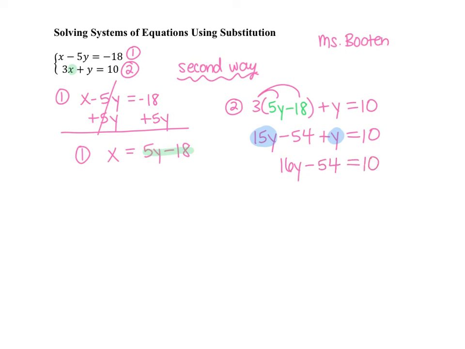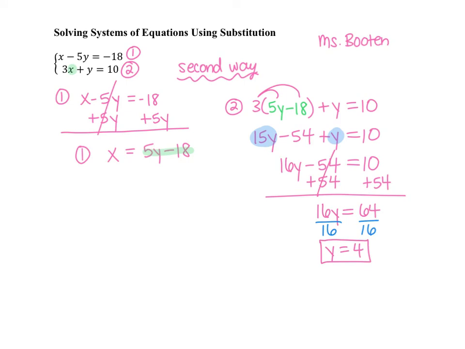Now we're going to simply finish solving. We have all our variables on the left side in one term, so we're going to leave it alone. Get rid of that negative 54 by adding 54 to both sides. That zeroes it out, leaving us with 16y on the left side equals 10 plus 54 is 64. And then our final step to get rid of that coefficient 16 is to divide by 16. So we divide each side by 16, and we get y on the left side equals, and you can always use a calculator, but I know that 64 divided by 16 is 4. So y equals 4.